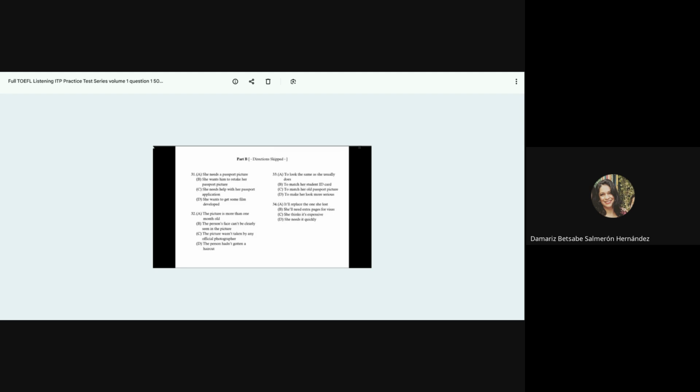Then, on your answer sheet, find the number of the question and fill in the space that corresponds to the letter of the answer you have chosen. Remember, you are not allowed to take notes or write in your test book. Go on to the next page.